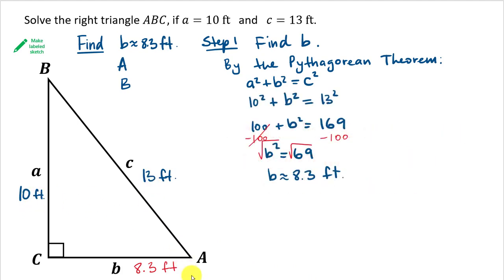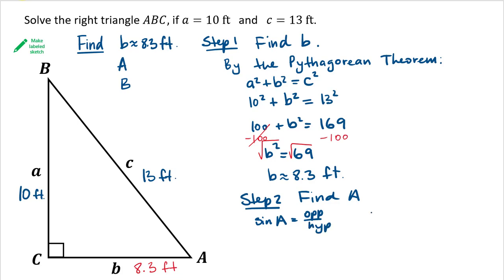What are the sides with respect to angle A? Well, side A is the opposite side and side C is the hypotenuse. So what trigonometric function involves the opposite side and hypotenuse? It's the sine function, right? So we know that sine of angle A is the opposite side over the hypotenuse.